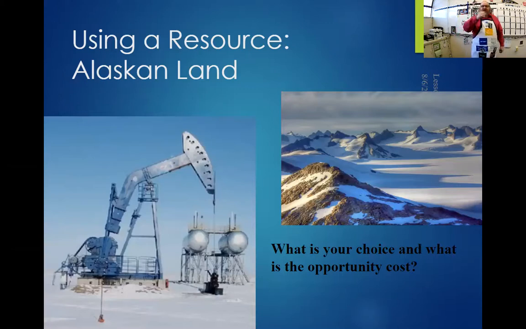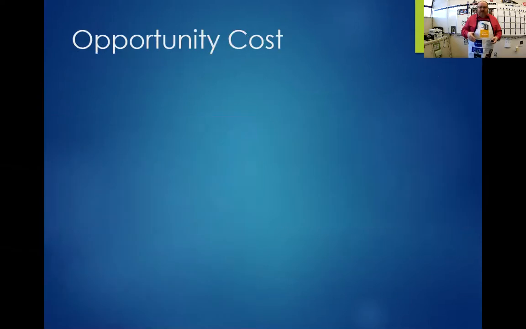We can also use this in a lot of other ways, like using a resource: whether to drill for oil in Alaska or not. What is your choice and what is the opportunity cost? Your choice is either drill in Alaska or preserve the land. Those are your two alternatives: drill for oil, or make the land protected so that you don't go in and do anything with it.